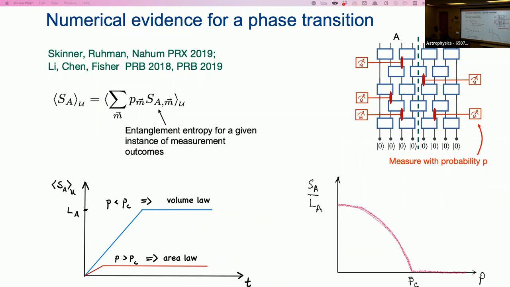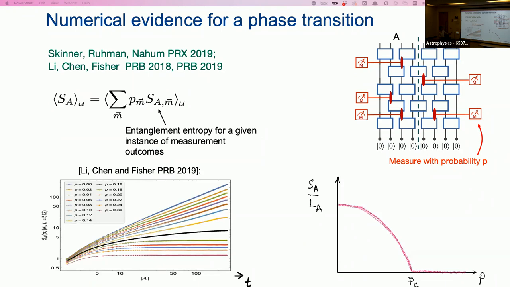So the volume of entanglement entropy is not immediately destroyed according to the numerics at an infinitesimal amount of measurement. You need your measurement probability to exceed some threshold, and only then does the entanglement entropy of the state drop down to be an area law instead of volume law at long times. Okay, so this is basically the result, and here are plots, and you can do finite size scaling analysis and see that this has happened.